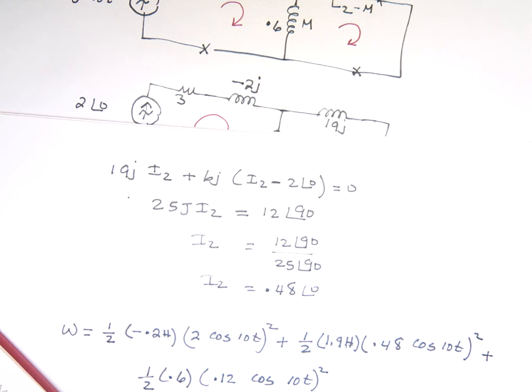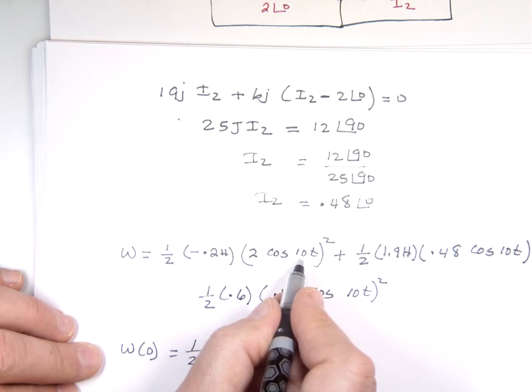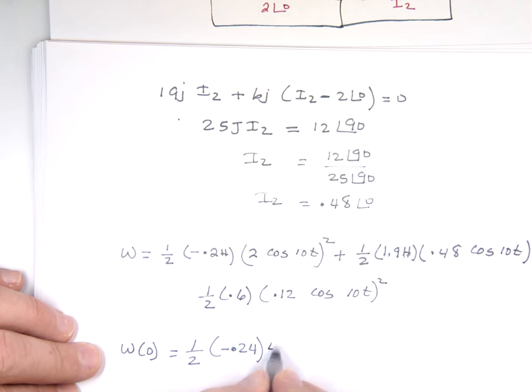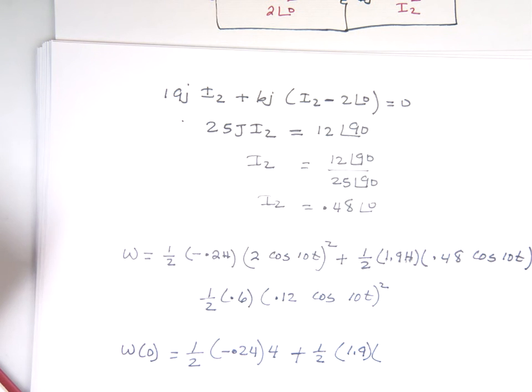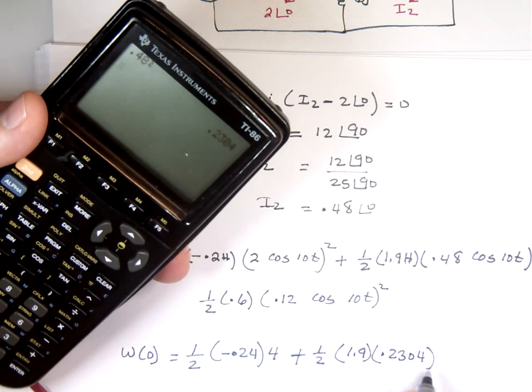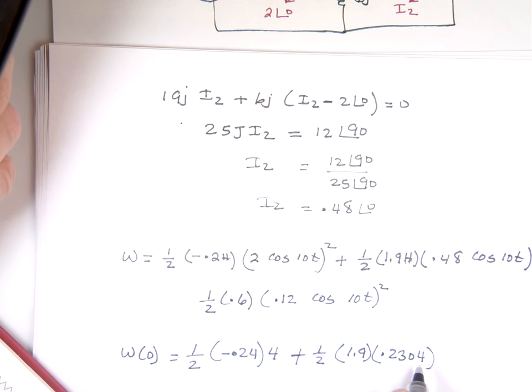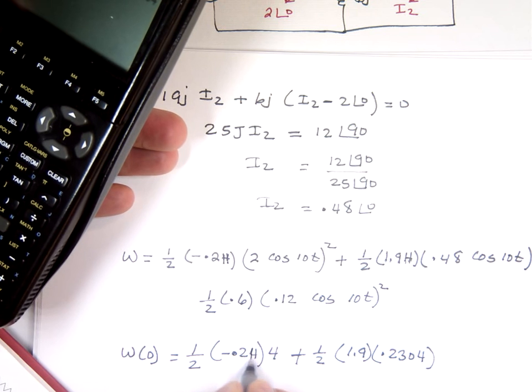You want it at 0? Cosine of 0 is 1, square root, that's 1, times 4. 1/2 times 1.9 times 0.48 squared. Negative 0.2 or 2.4, that's 0.2. That's Henry, the unit. Yep, that's a Henry, sorry, my handwriting.